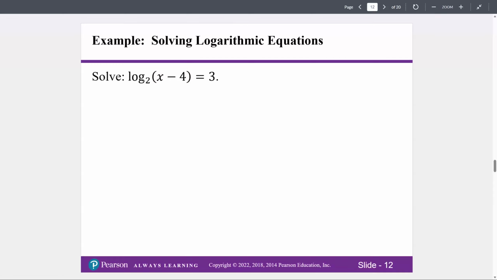Right. So we have log base 2 of (x minus 4) equals 3. So that means 2 to the power of 3 should be equal to x minus 4. So 2 to the 3 is 8. So 8 equals x minus 4, which means that x is just going to be equal to 4. So we just need to double check. Is log base 2, we're going to have 4 minus 4 equals 3.